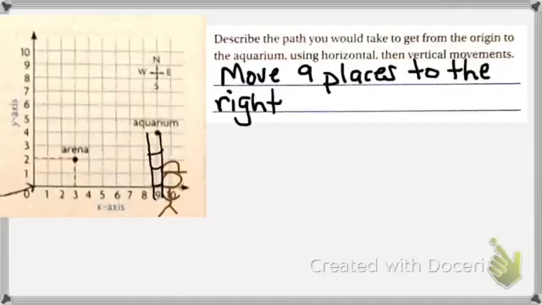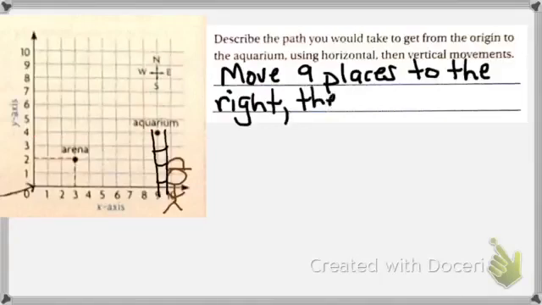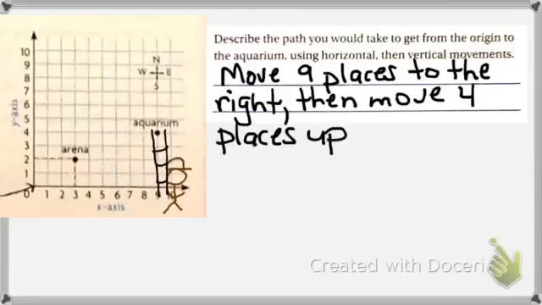where he's located, and then I can take my finger, just like I'd be taking this arrow here, and move it to the left, and I would see that he moved up 4 places. Therefore, I moved 9 places to the right, and then moved 4 places up. And that's how I would describe the path. Move 9 places to the right, then move 4 places up.